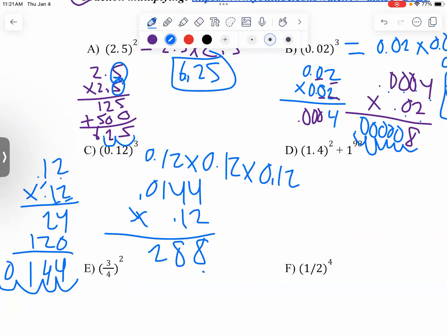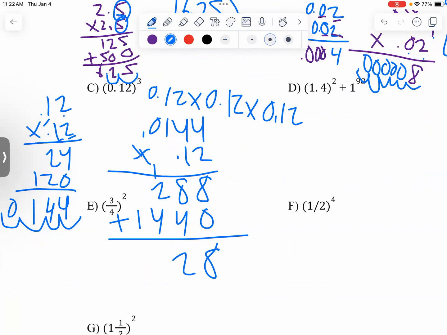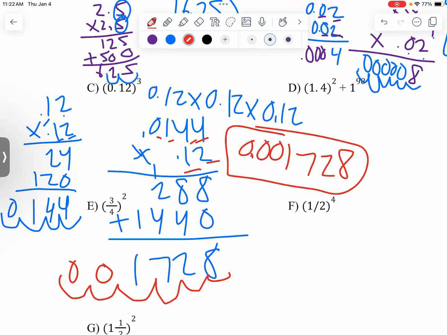Okay, then the next row, skip your 0. Then we got 4, 4, 1. All right, so that's going to be 8, 12, 7, 1. Now count the decimal places. 1, 2, 3, 4, 5, 6. Okay, so our answer here is going to be 0.001728. Again, all there is to this is just multiplying and knowing your decimal rules and your exponent rules. You just got to keep it all together.